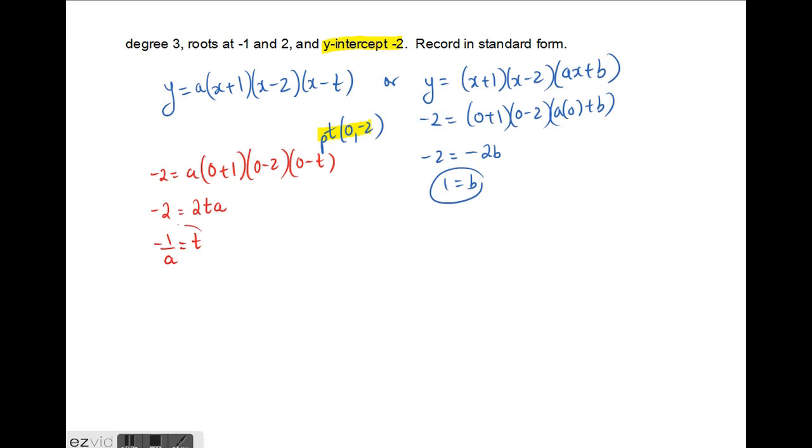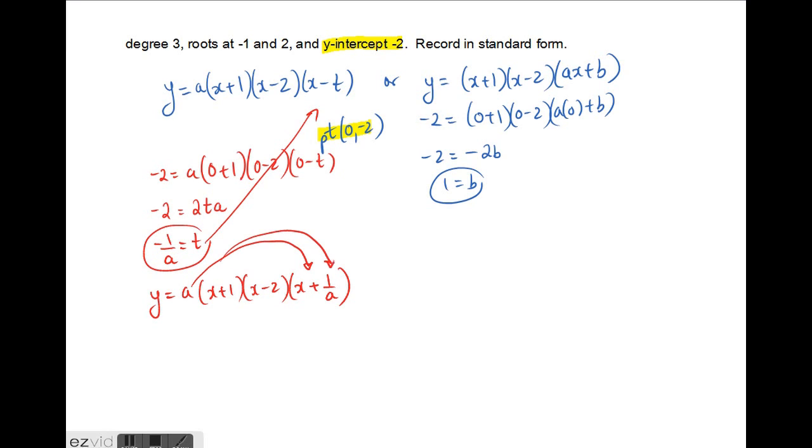And then if you put that back inside, you'll notice that you'll have actually the same thing as we have in the previous question. We'll have y equal to a times (x plus 1)(x minus 2), and then (x plus 1 over a). If you were to put this a inside of this last bracket only, you would have (x plus 1)(x minus 2)(ax plus 1), which is exactly what we would have if we followed this version here. b is 1, so ax plus 1, as we have here. So we're practically done.